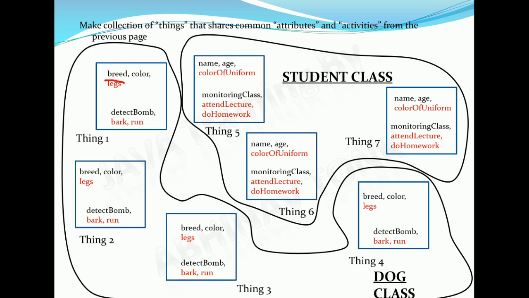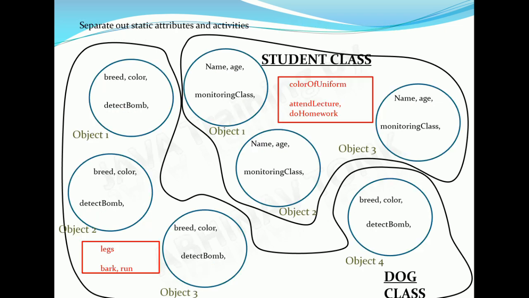Now if I extract these static attributes and activities out to a common place, because they are the same across all, right? Rather than putting them again and again in these things, we can extract them out and keep them in a separate place. When I separate out the static attributes and activities, the picture will somewhat look like this, right? After extracting out the static attributes and activities from those things that I showed in the previous slide, whatever is left is known as the object.